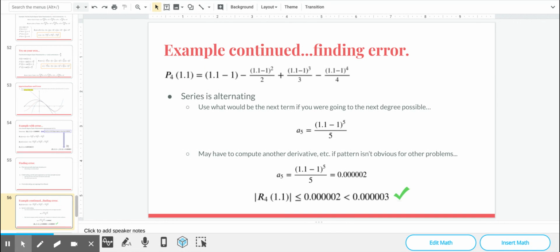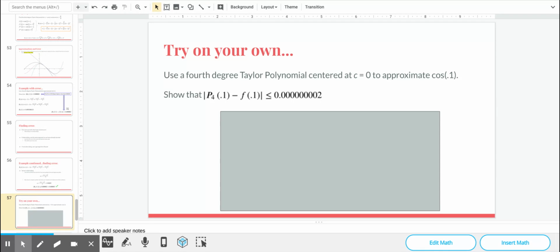Okay. All right. So want to try on your own. So we're going to use a cosine approximation here, and I made it a little bit easier on you because I want you to find the fourth degree Taylor polynomial centered at c equals 0, which is really just the Maclaurin polynomial in the Maclaurin series for cosine, which we've already worked with a ton, and you can go back in your notes and get that. And I want you to approximate cosine at 0.1.